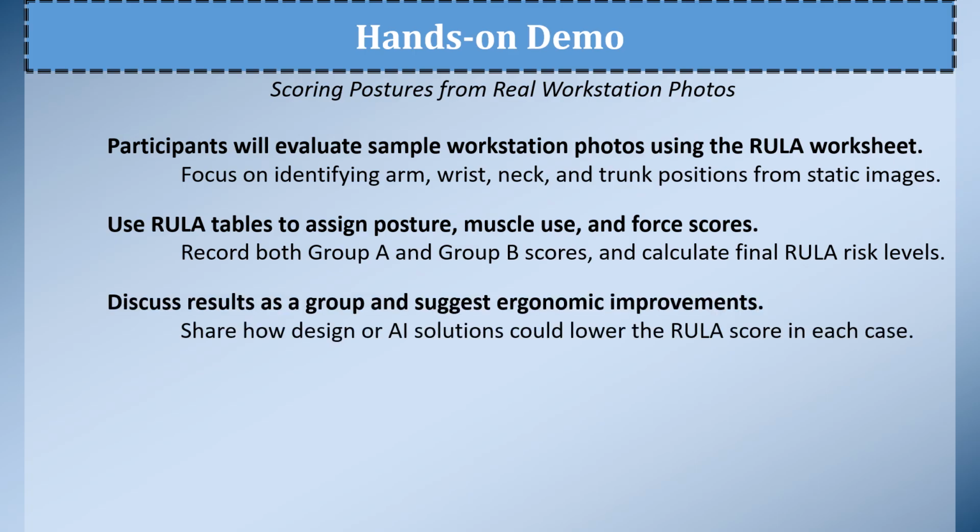Discuss the results as a group and suggest ergonomic improvements. Once everyone has a final score, we will compare and discuss. We will identify what could be improved, such as adjusting screen height, adding armrests, or using posture monitoring AI tools, and how these changes might reduce the ergonomic risk.